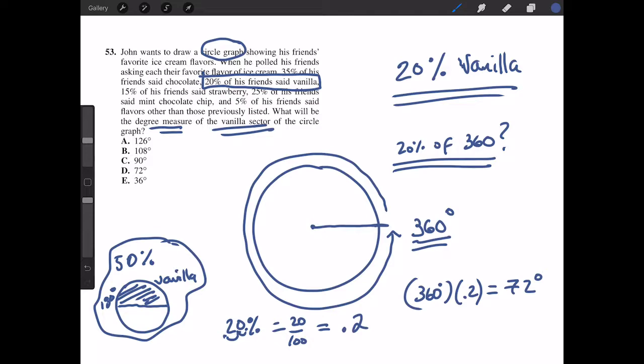Now, that means that if I were to measure 72 degrees, which is going to be about, say, here, this would be the slice of the graph that would correspond to the vanilla flavor. And then the rest of the flavors would have different shaded areas. Choice D is therefore the correct answer.